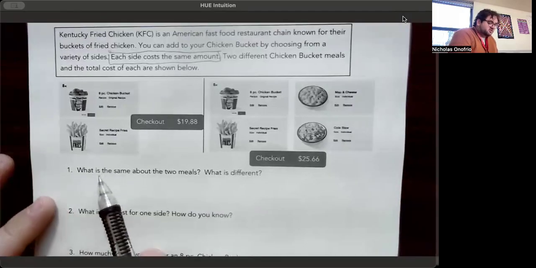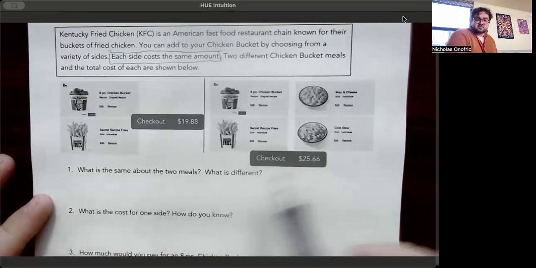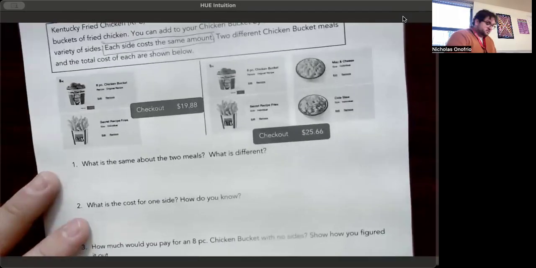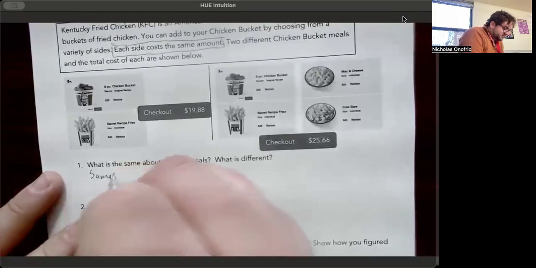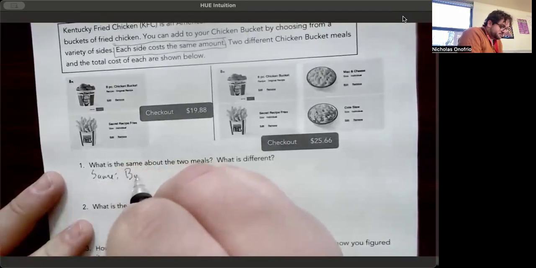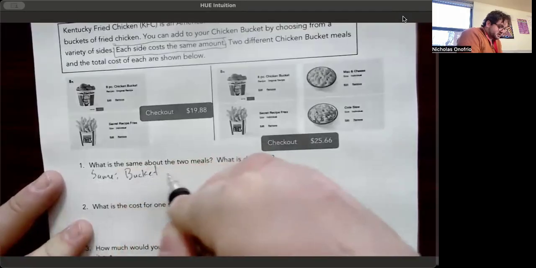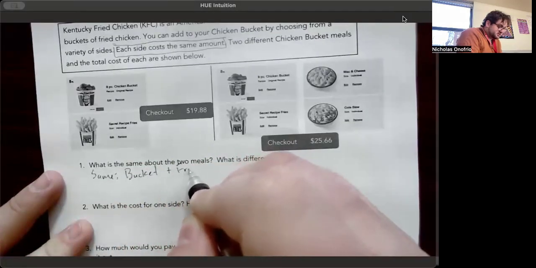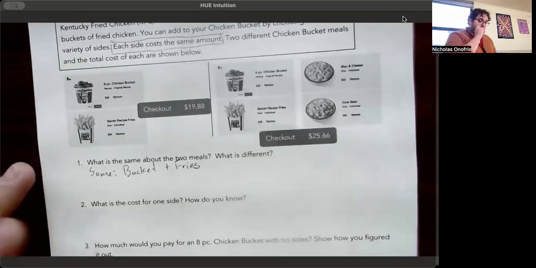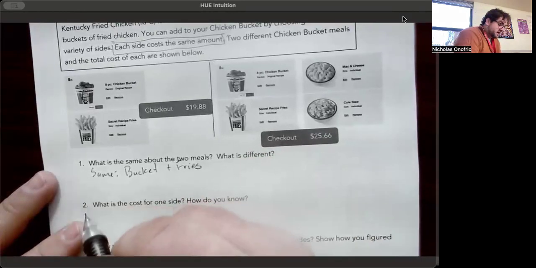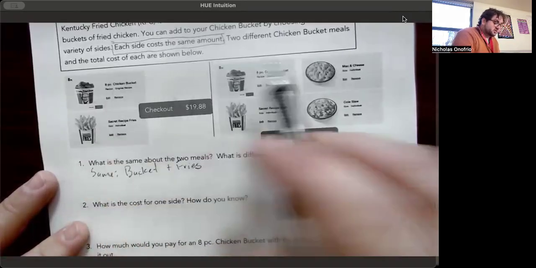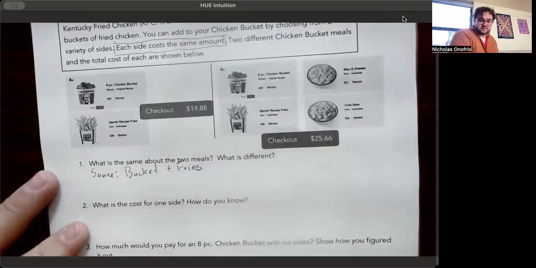So we are asked two things. What's the same about the two meals and what is different? First and foremost, let's talk about the same. What I immediately notice is that both meals have a bucket and fries. That is what I notice right away. And it's the same type of bucket too. It's still 8 pieces of their original recipe.